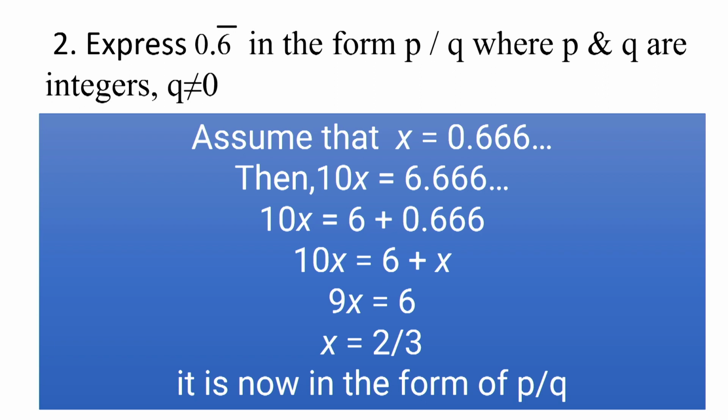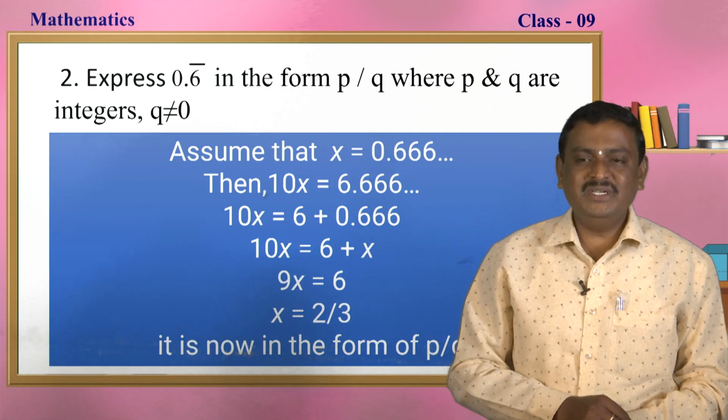6.666 can be written as 6 plus 0.666. Now 10x is equal to 6 plus x, because in the place of 0.666 we write x. Subtracting x from both sides, we get 9x is equal to 6. If you simplify, we get x is equal to 2 by 3. It is in the form of p by q. Please compare to your answer, my dear students.